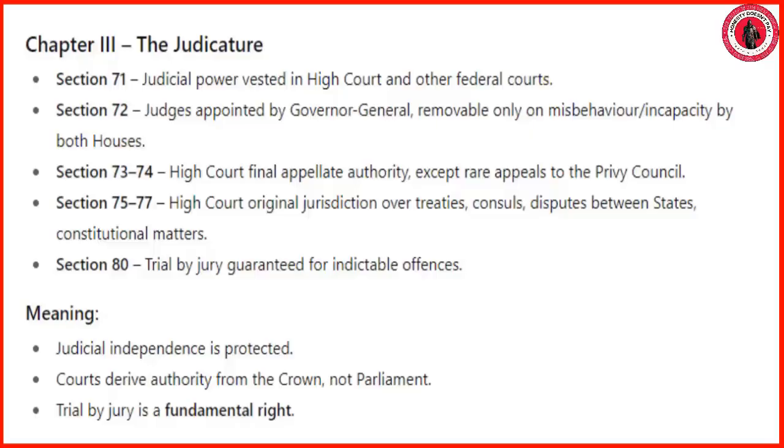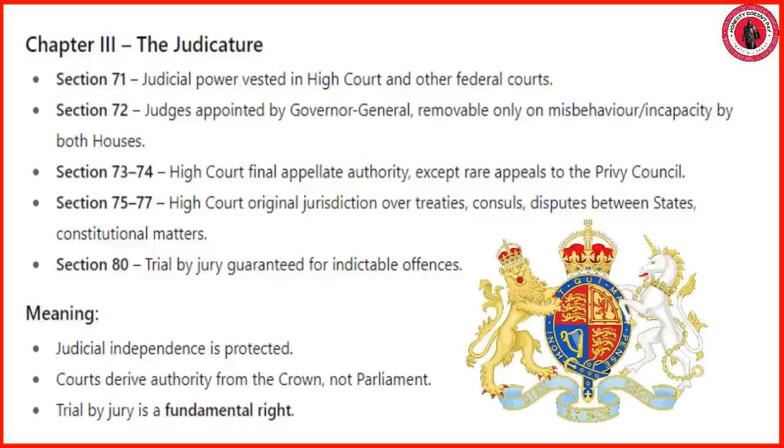Section 80, trial by jury guaranteed for indictable offences, meaning judicial independence is protected. Courts derive authority from the Crown, not Parliament. Trial by jury is a fundamental right.